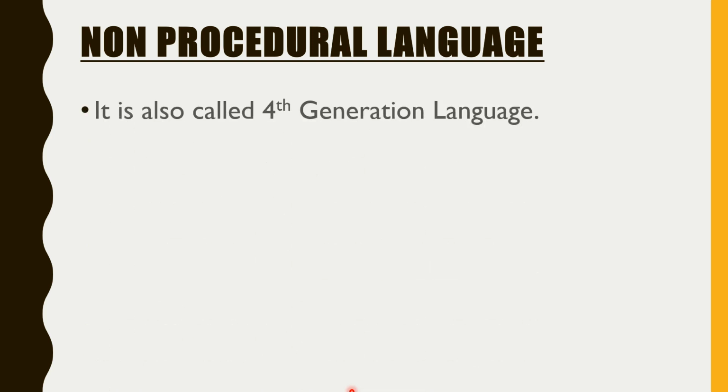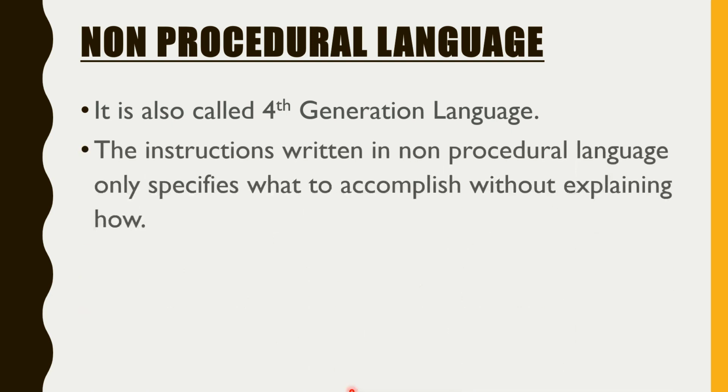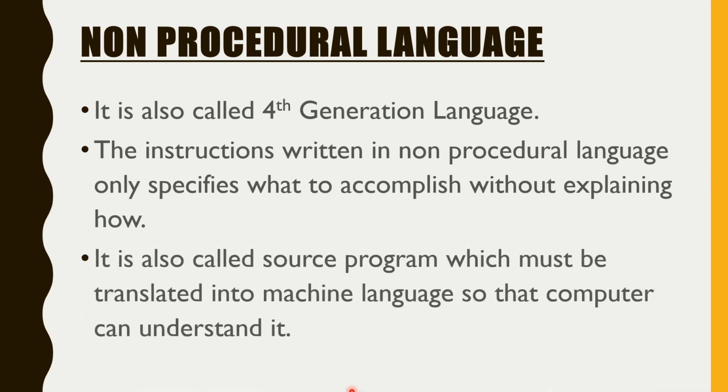The next category is non-procedural language. A non-procedural language is also called fourth generation language. The instructions written in non-procedural language only specify what to accomplish without explaining how. It uses English-like statements. It is also called source program, which must be translated into machine language so that the computer can understand it. Now, examples of non-procedural language are Visual Basic, Oracle and Java.